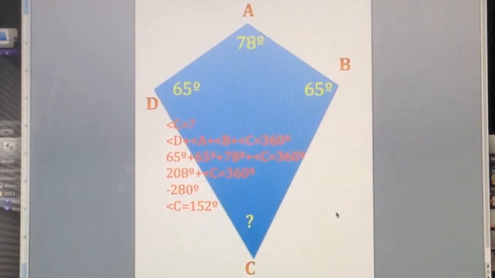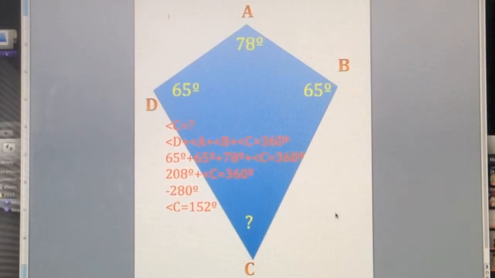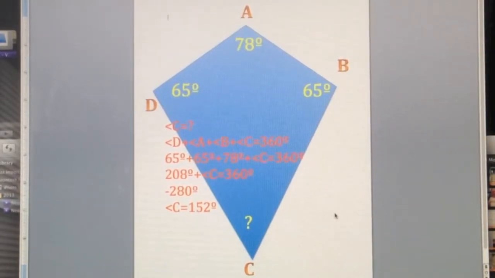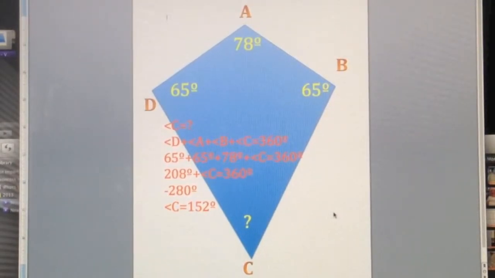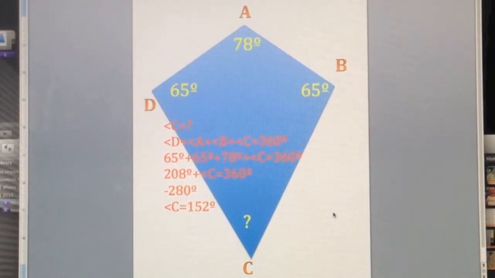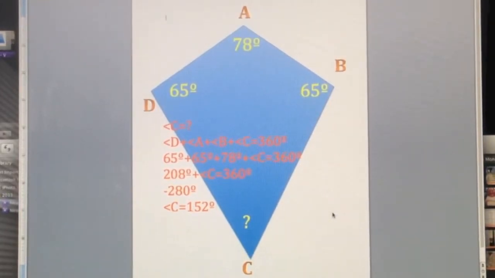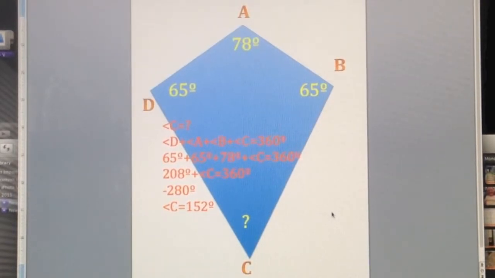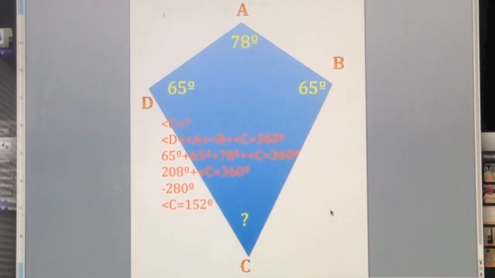Now, we're going to solve for angle C. All of the angles of a quadrilateral always add up to 360 degrees. That means that the sum of angle D, angle A, angle B, and angle C equals 360. Once we plug in our numbers, we can add them up. Our equation is now 208 degrees plus angle C equals 360 degrees. Subtracting 208 from both sides, we find that the measure of angle C is 152 degrees.